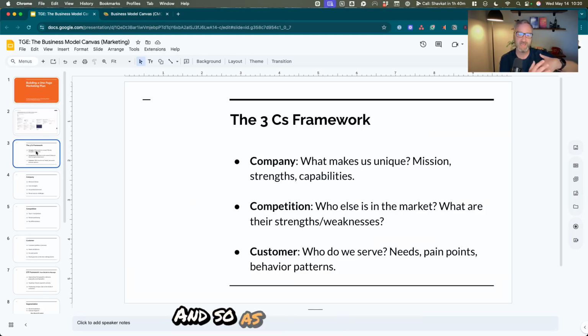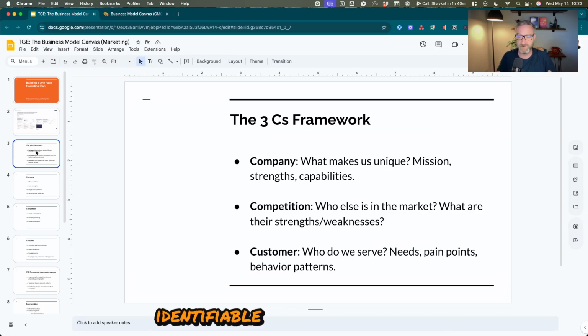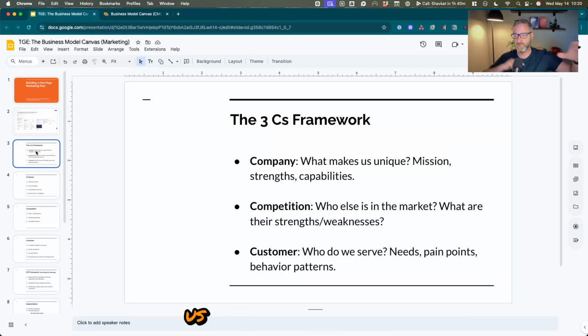And so as you think about customer, that's the individual or group of individuals that are identifiable, that benefit from something that we're doing, and that we want to reach out to effectively and communicate with, and explain what we do and for whom we do it, and what makes us unique in doing that.